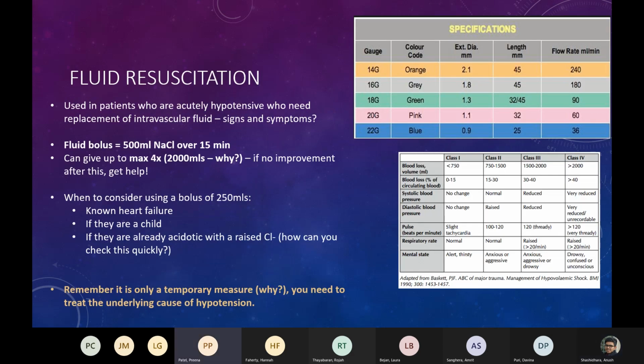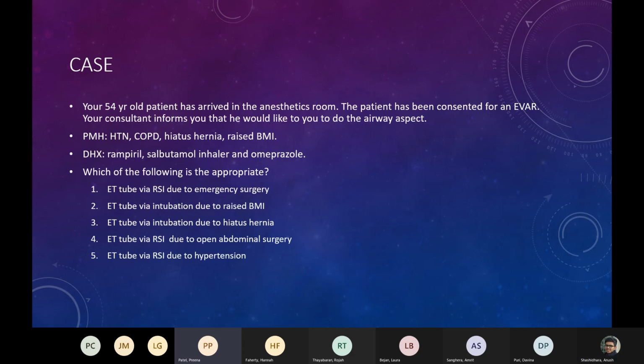Cool. Okay, so we've done our investigations. Okay, so your patient's arrived in the anaesthetics room. He's been consented for an EVAR. Someone tell me what EVAR stands for in the chat. Okay, I'm going to presume no one's typing. But it basically stands for endovascular aortic repair. So it's the operation they do for AAA.